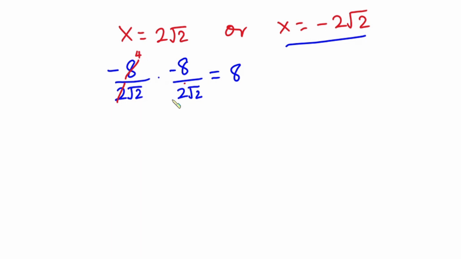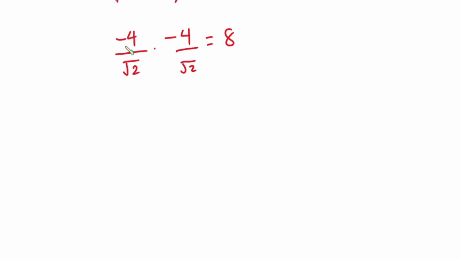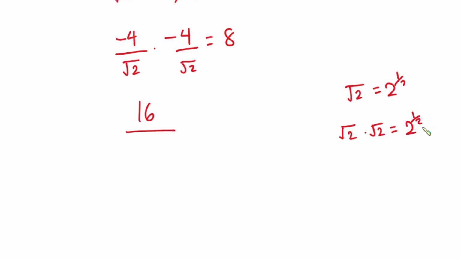And this side, we have the exact same thing. 2 goes into 8 4 times. So we have negative 4 over root 2 times negative 4 over root 2, and this must be equal to 8. Negative 4 times negative 4 is 16, then over. Now square root of 2 is the same as 2 to the power 1/2. So square root of 2 times square root of 2 is the same as 2 to the power 1/2 times 2 to the power 1/2.